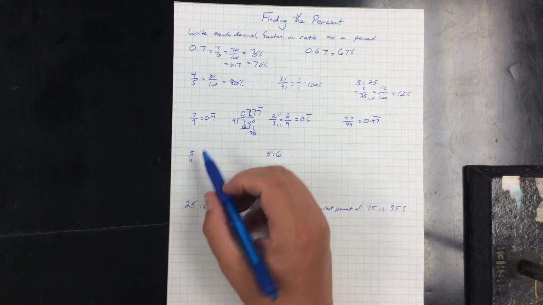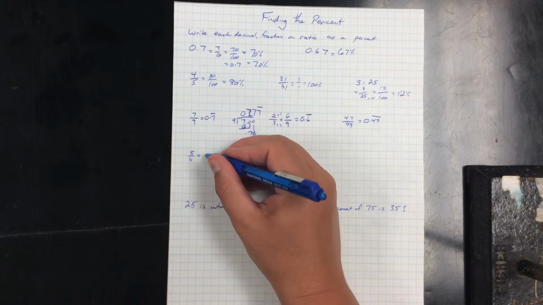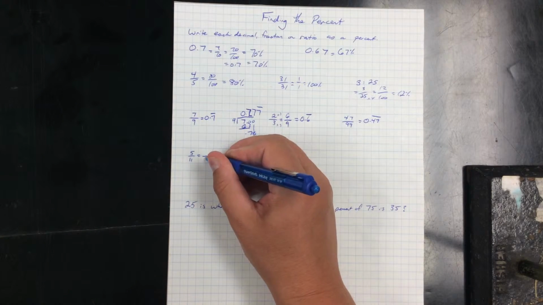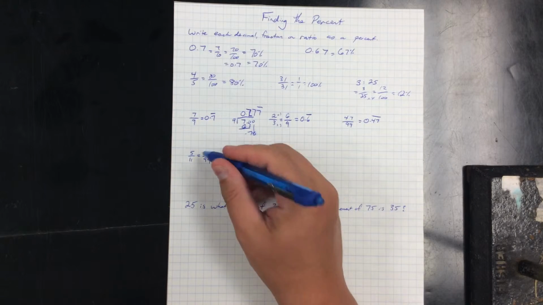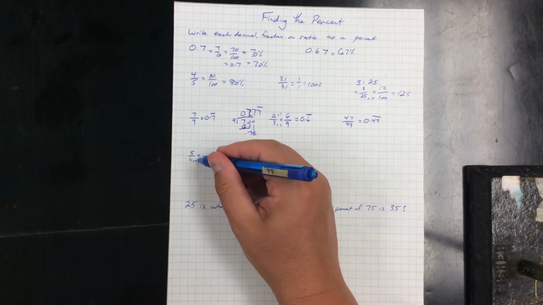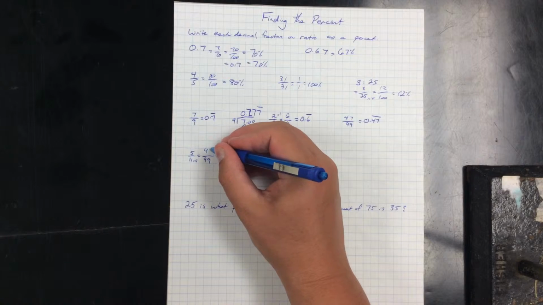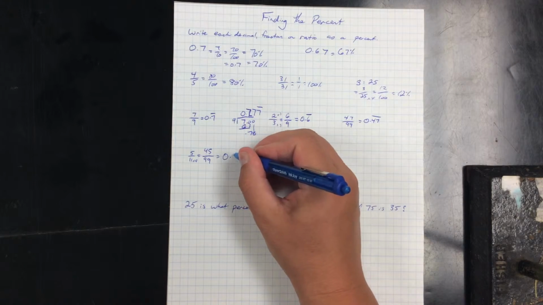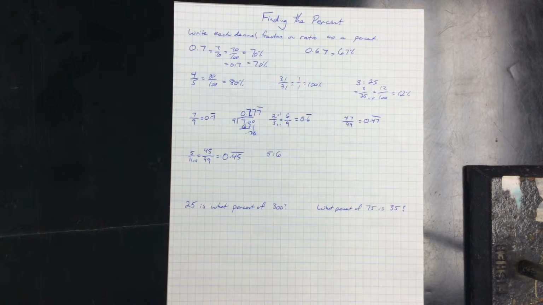5 over 11, I can use that same trick again. Instead of going to 10s, I can go to 9s or 99s or 999s. So multiplying at 9, 9 times 5 is 45. So 45 over 99 is 0.45 repeating.